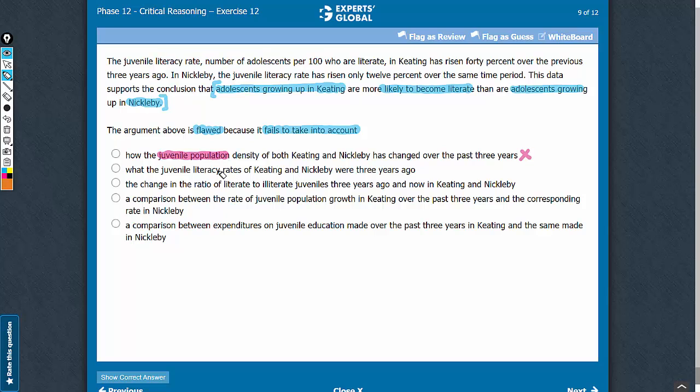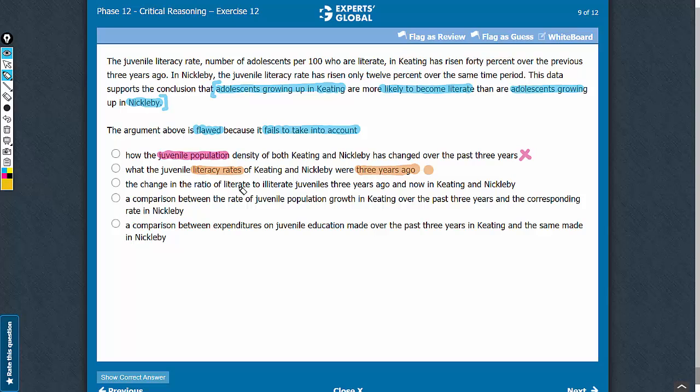So let's eliminate this answer choice. Answer choice B. This answer choice talks about literacy rates in the two cities 3 years ago. If 3 years ago the two cities had similar literacy rates, it indicates that the 40% rise in Keating is better than the 12% rise in Nickelby. However, if the two cities had different literacy rates 3 years ago, then this comparison between 40% and 12% cannot be properly drawn because the basis on which the percentages are calculated would be different. In that case, the conclusion would be weakened. So the failure to consider this information is the flaw in the argument. Let's keep this on hold.